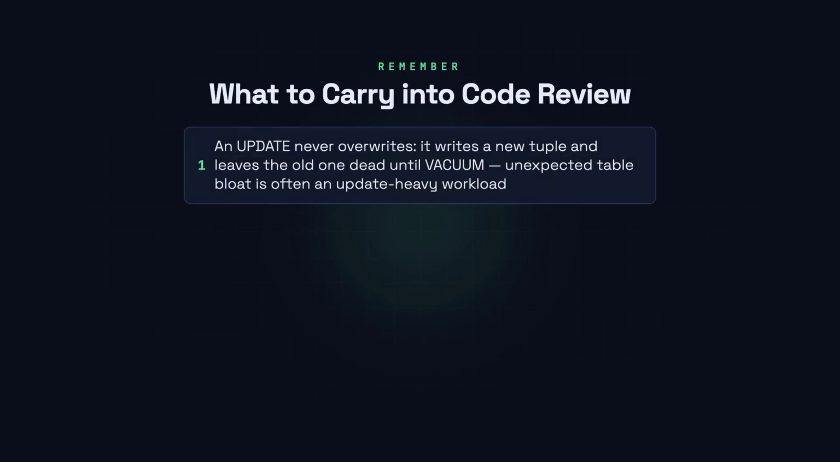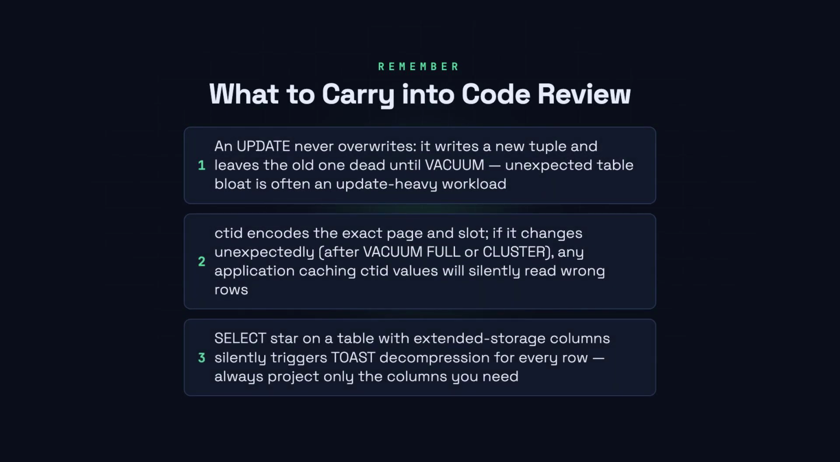Three things to lock in. Updates write new tuple versions and leave dead ones behind, so bloat is always an MVCC artifact. The ctid is a physical pointer that moves on rewrites, and projecting only the columns you need is not style, it is a direct lever on toast I/O.